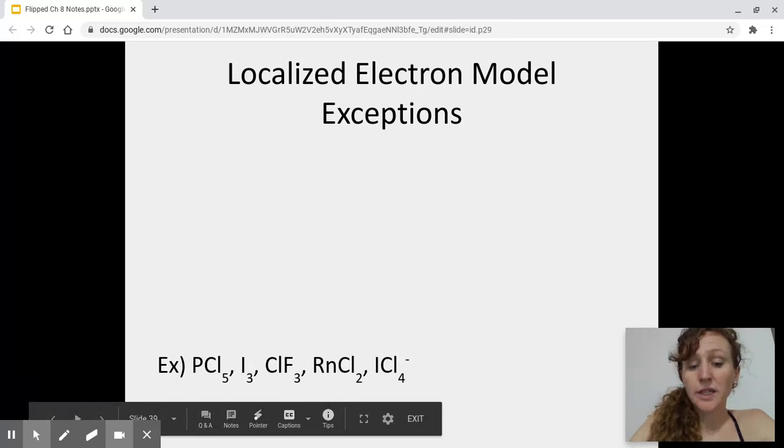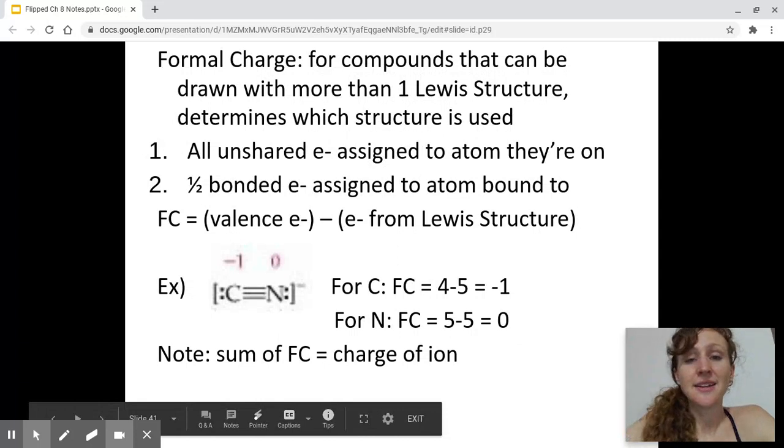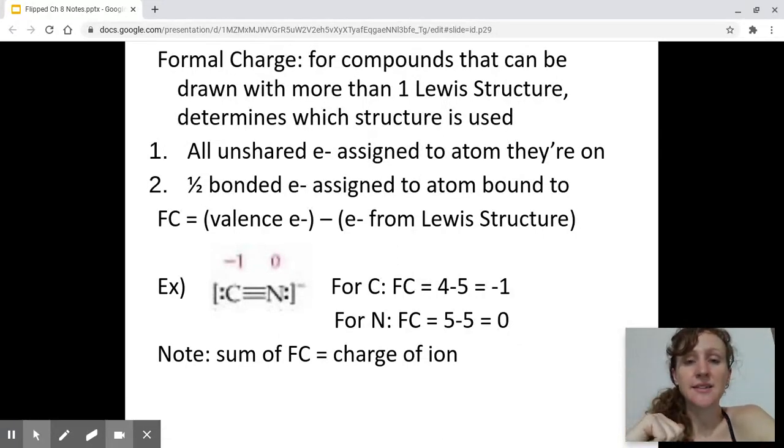Okay, so we'll get into some practice with that together. And then next time, we'll get into a couple more details about the localized electron model, like formal charge and resonance. And then we'll be moving right along. So let me know if you have questions. I will see you in class.